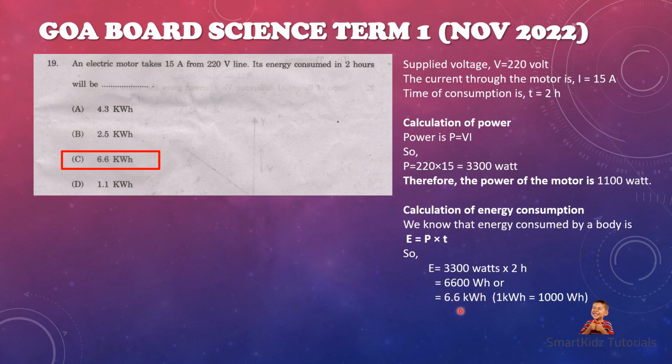So then it becomes 6.6 kilowatt hour, because 1 kilo is actually 1000. So if it was just 6000 watt hour, then it would have been 6 kilowatt hour. Because it is 6600, we can write it as 6.6 kilowatt hour. Okay, so the correct option is C.